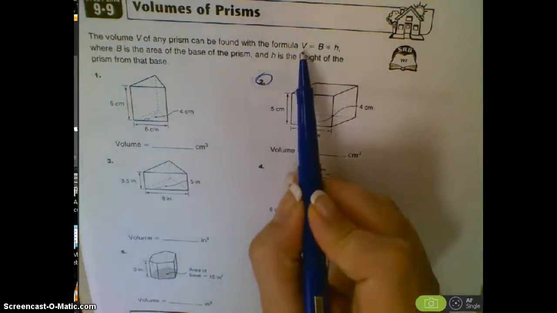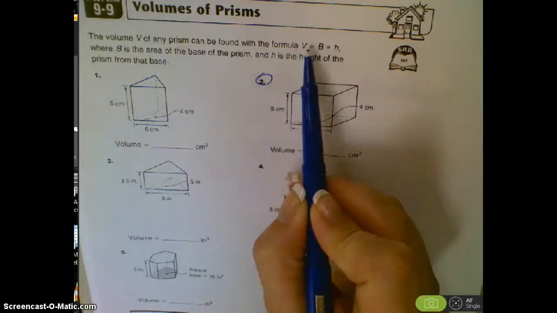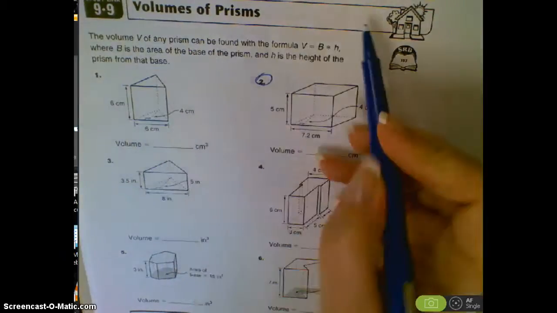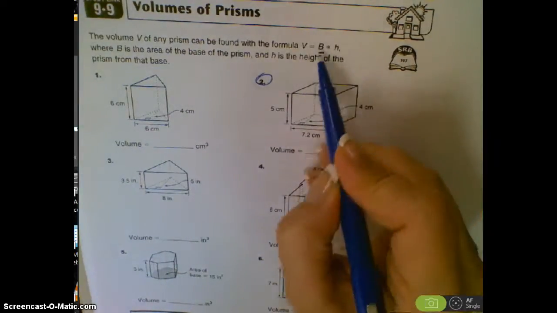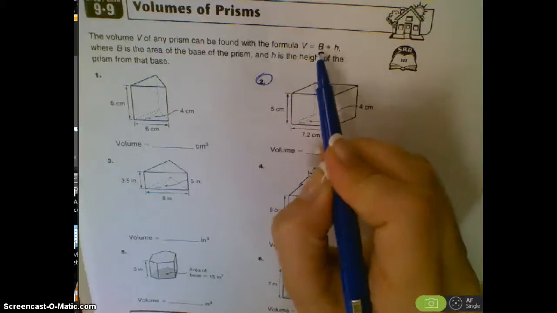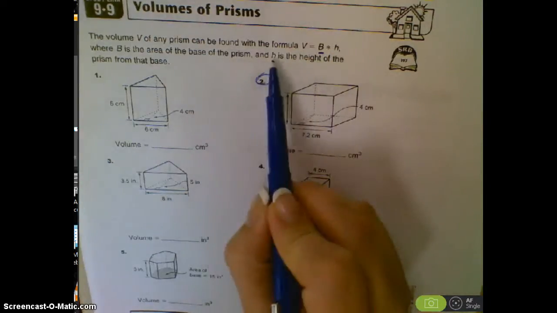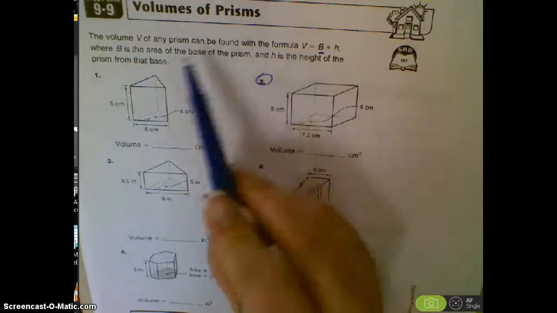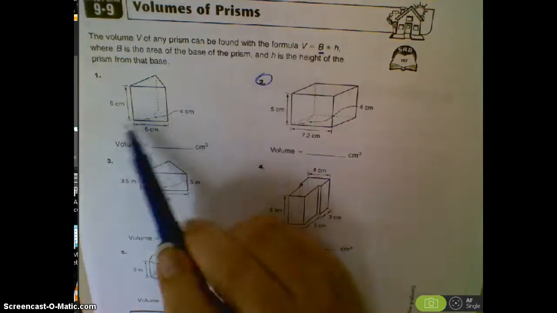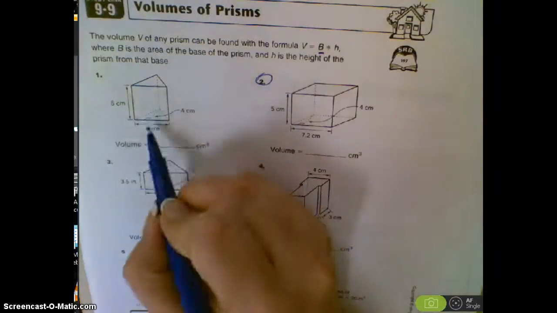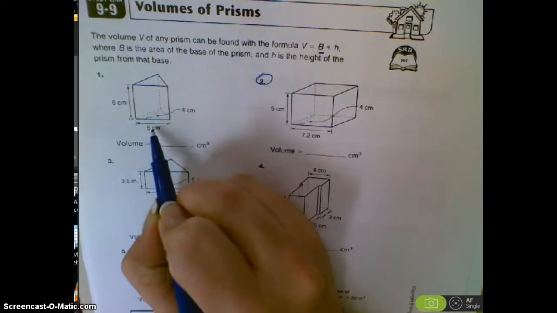We're going to use that formula, volume equals length times width times height. This is one of those where it gives you the area or you need to find the area of the base. So that big B this time stands for the height, or I'm sorry, it stands for the area of that base. So we needed to do the area of the base first, so we'll do that.